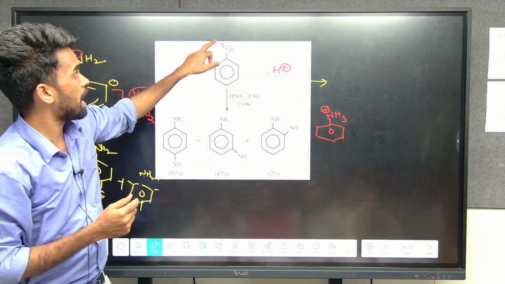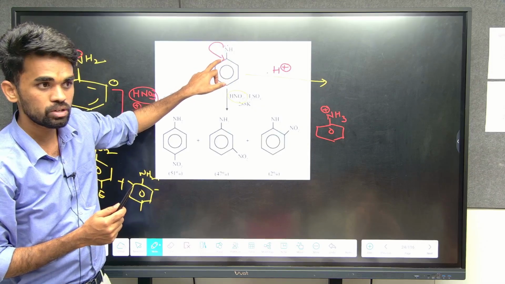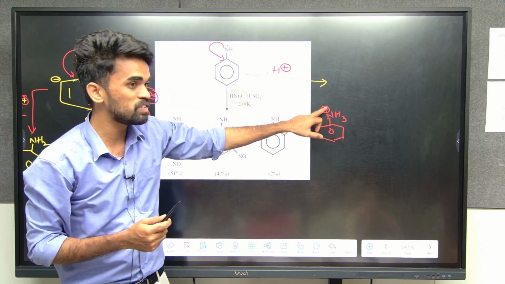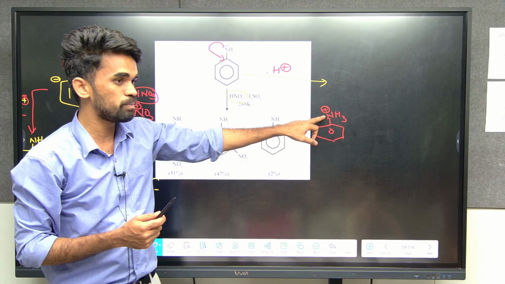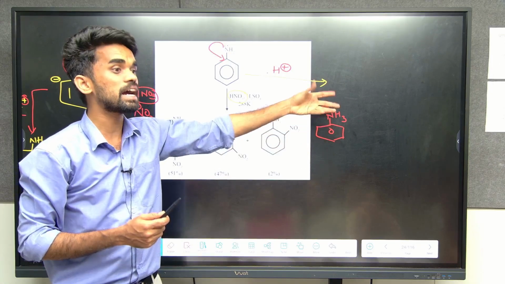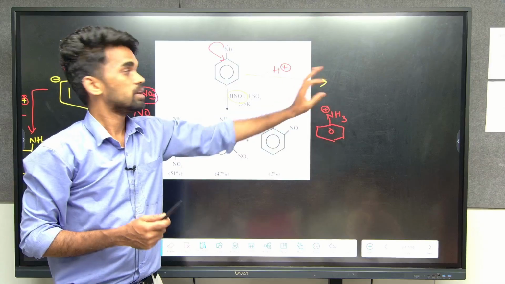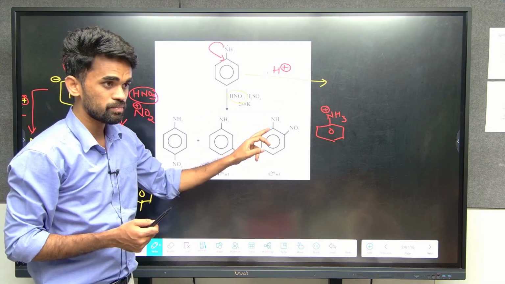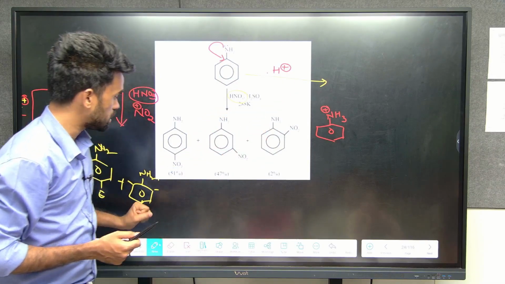Previously it is a ring activating group. Yes or no? Now what about this? Now nitrogen with positive charge. Do we have any lone pairs to activate the ring? No. So now it becomes ring deactivating. What it becomes? Deactivating. That's where during nitration the products observed is something like this.